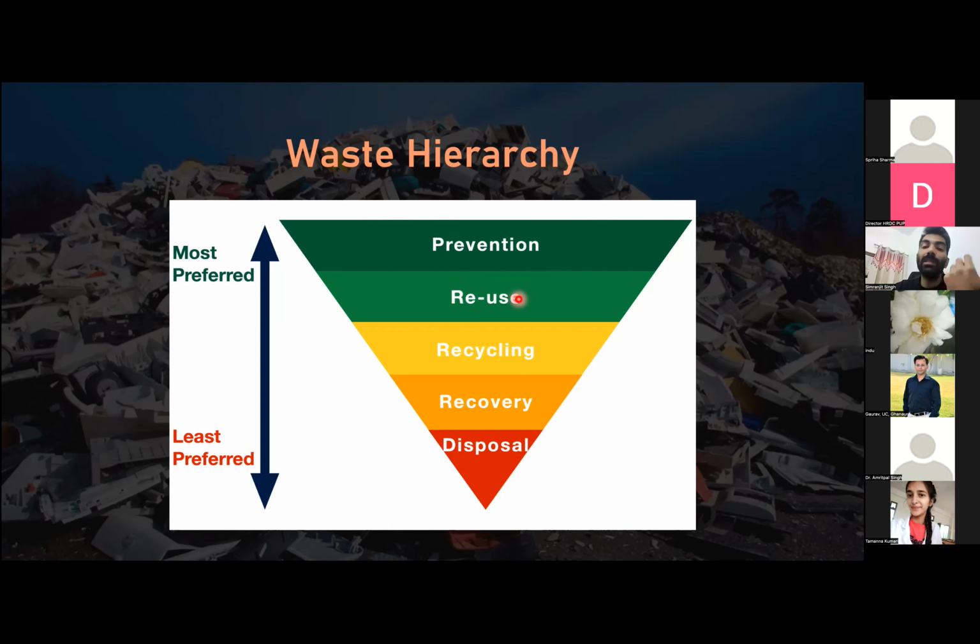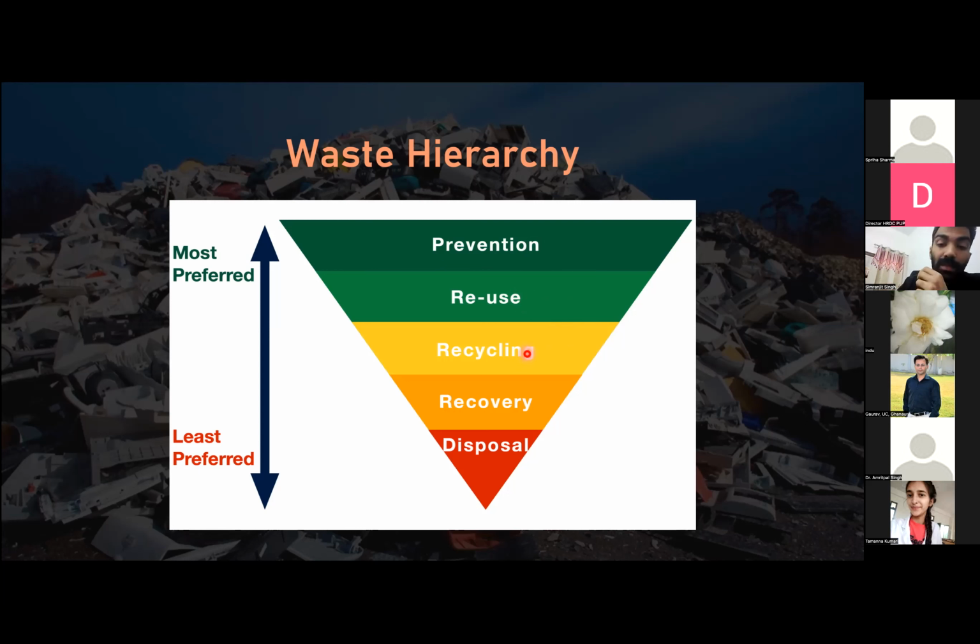Reuse, that means if you are not having any use for a device, you give it to somebody else who uses it. Until its lifespan is there, the device should be reused. That is the second best option. Recycling is obviously the best option to dispose of stuff. If you don't want to dispose, prevention and reuse are the ones which you have to look at.